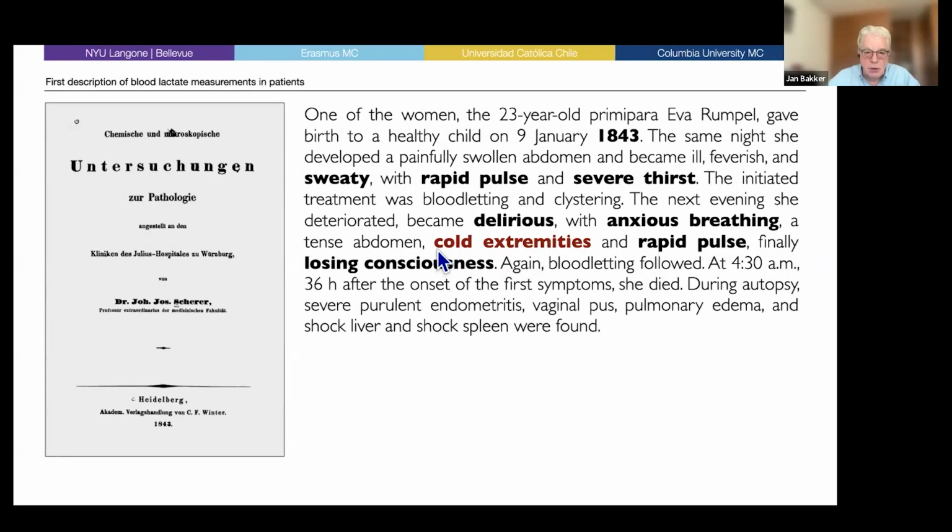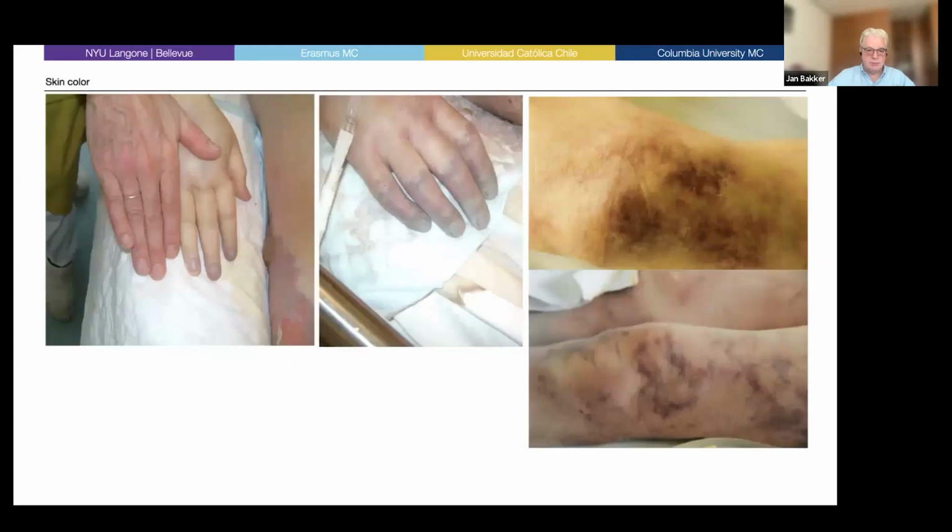And look at this, cold extremities. Already in 1843, they found that this patient, basically dying of sepsis in this case, already had not only the rapid pulse and sweaty and anxious breathing and the mental state abnormalities, also a very important sign, but also these cold extremities.